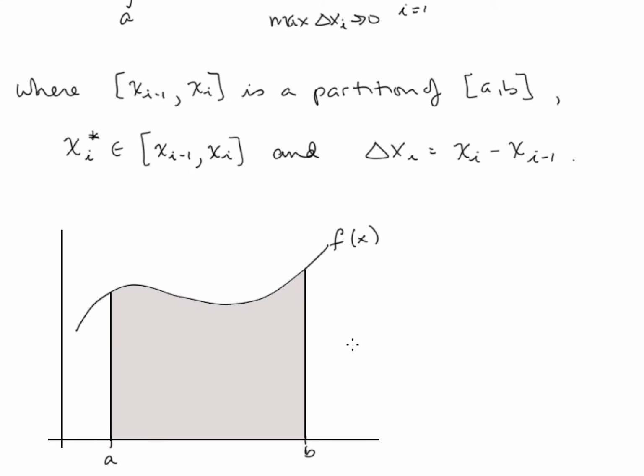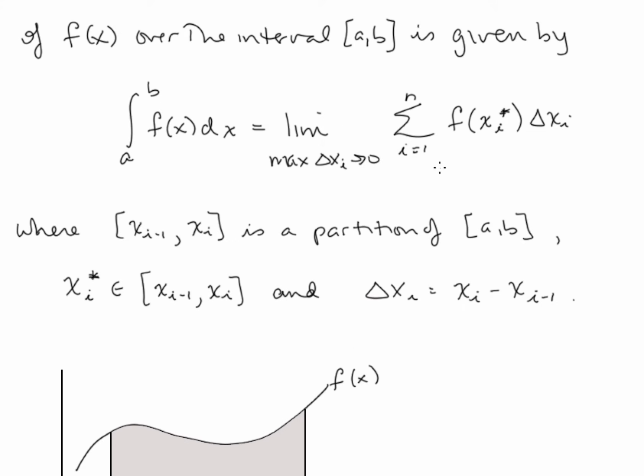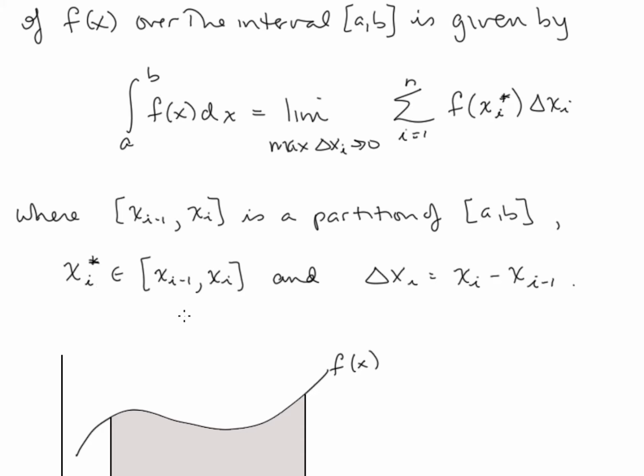So here's that area, and remember that the summation we're taking here is the sum of areas of rectangles defined by the partition and by the function's evaluation at that xi star point in each interval.